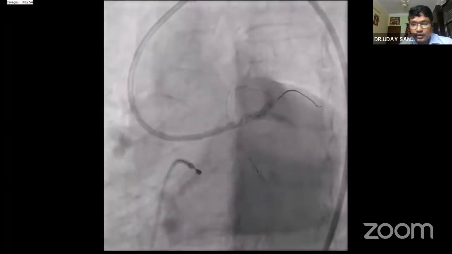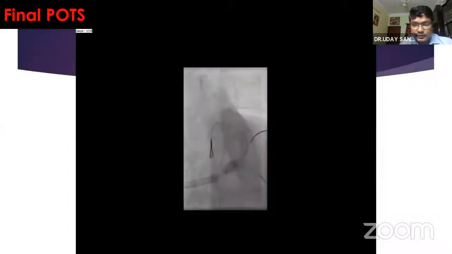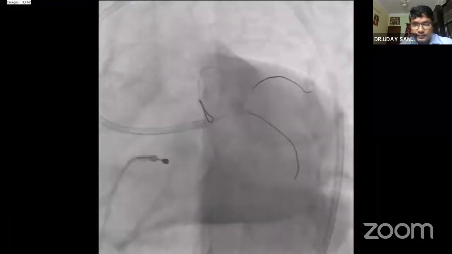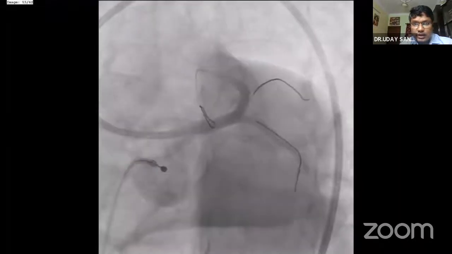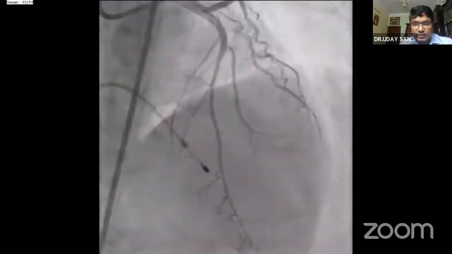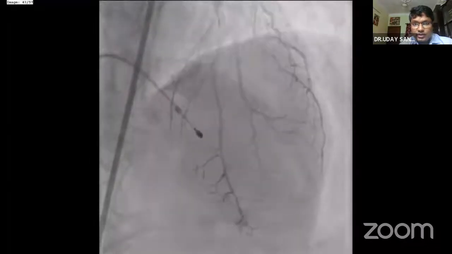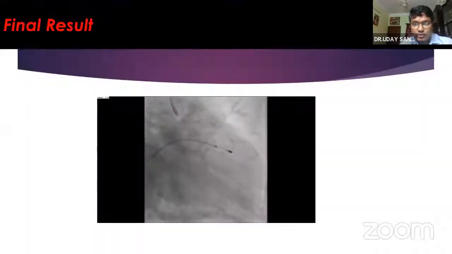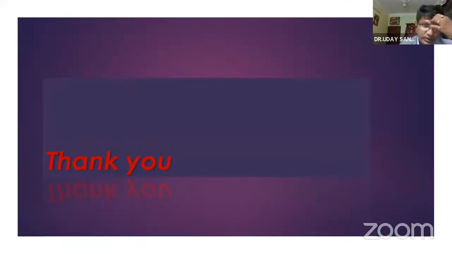One more time, I kept the balloon back in the LCX and the left main. And the final POT with the same balloon, 4 into 12, 4 into 8. This was the final result with patent LAD, diagonal and LCX, without any jeopardizing of the diagonal. Although there is some lesion, there is no flow obstruction or slow flow. He is behaving quite well. Lesion follow up. That's from my side. Thank you, everybody.